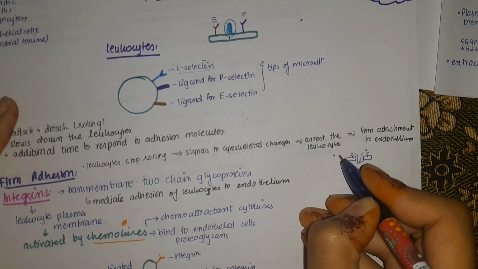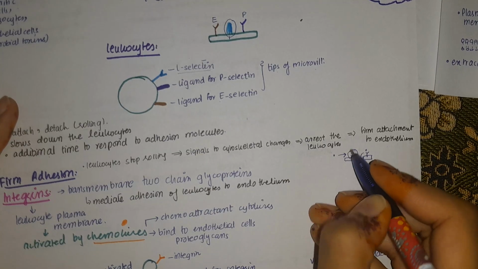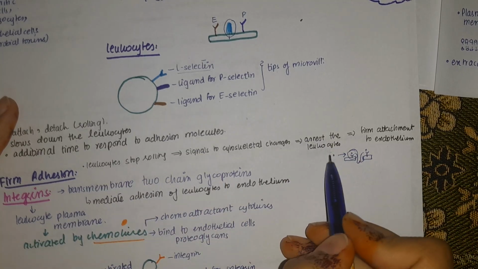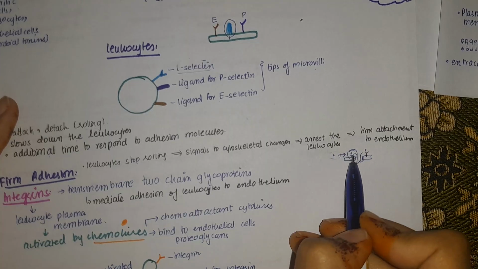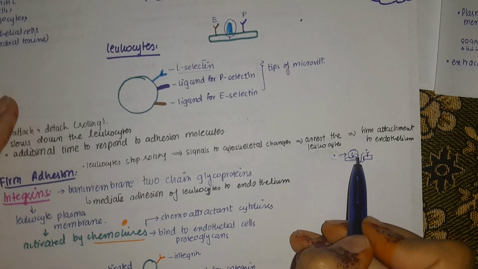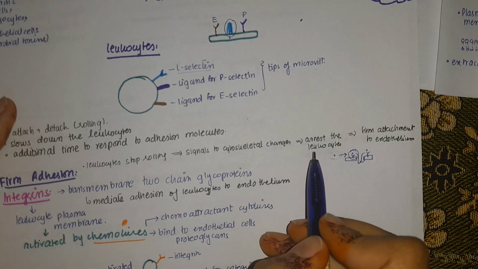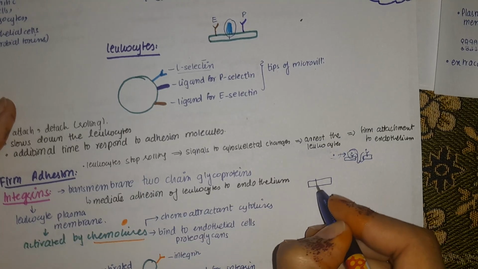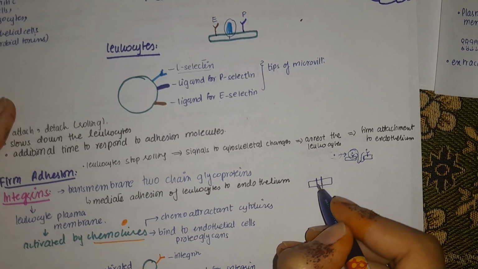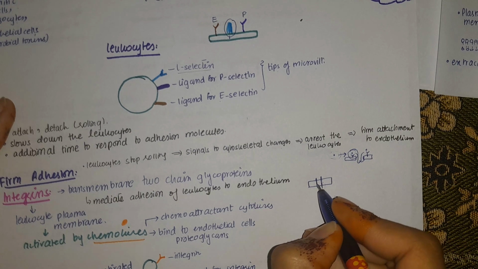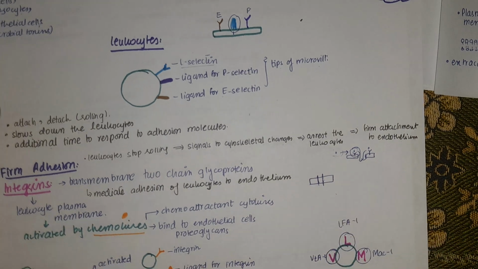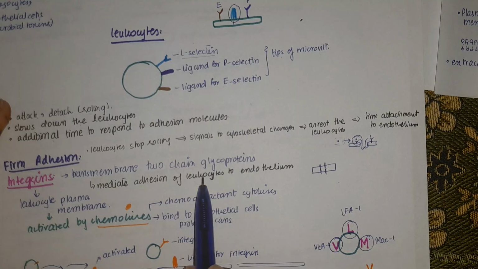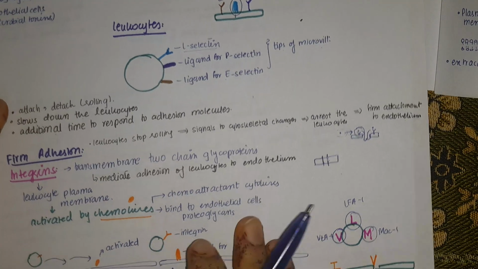So rolling is important, but after rolling, firm attachment is also important. Rolling was done by selectins. Now firm attachment will be done by integrins, which are transmembrane 2-chain glycoproteins. Transmembrane means they run through the membrane, and 2-chain means they have 2 chains. So I have made the whole thing transmembrane 2-chain glycoproteins. Now they mediate the adhesion of the leukocyte to the endothelium.